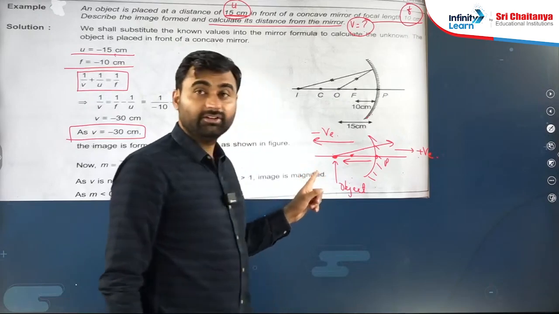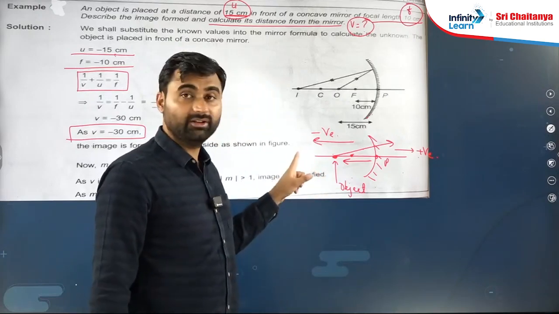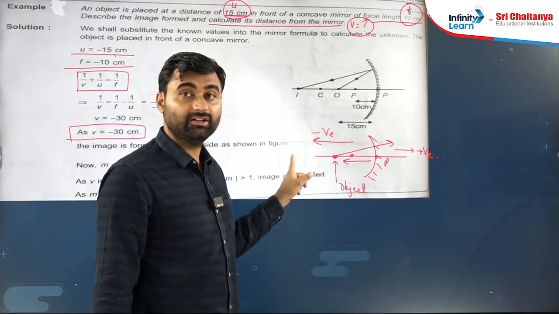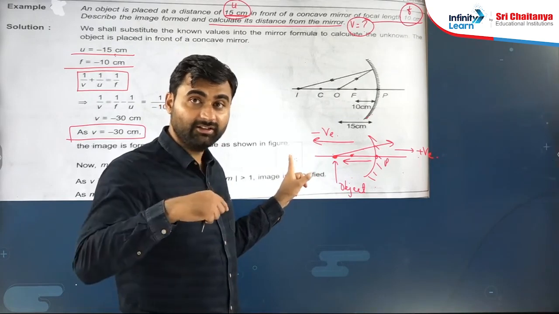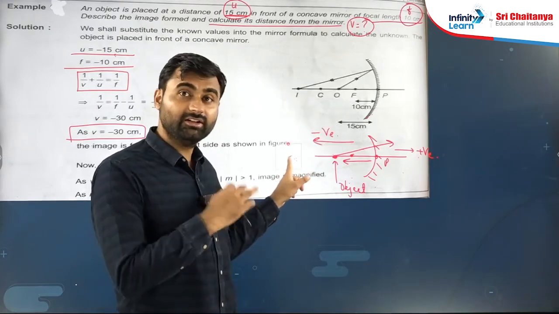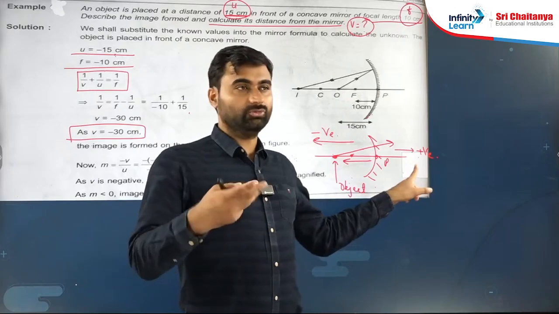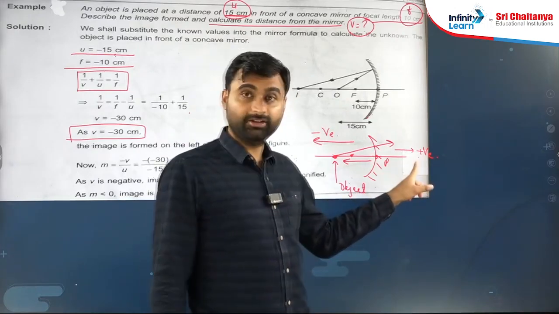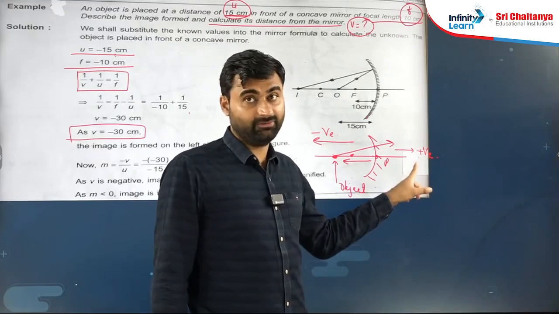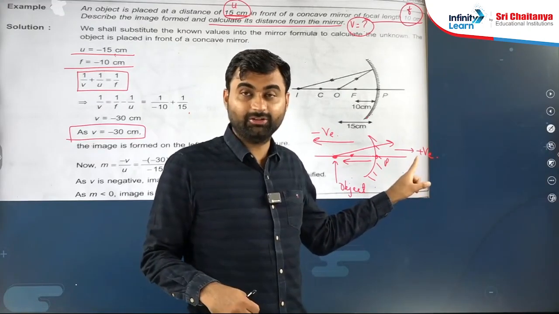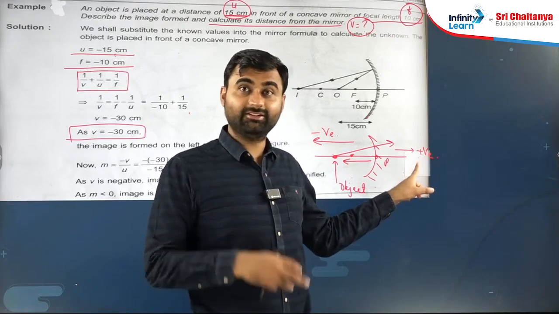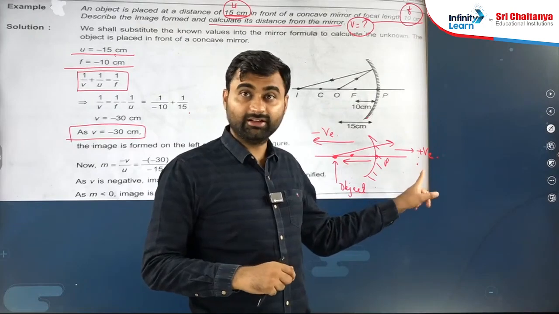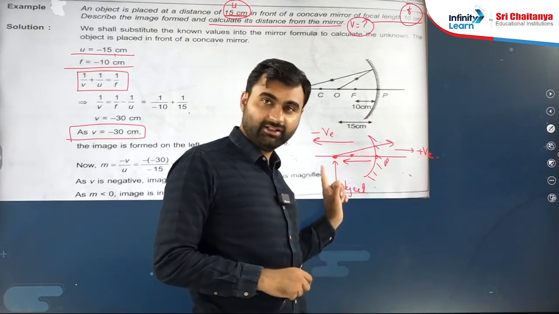So if image distance is negative, the image is this side, which means this is the position where reflected rays really intersect. That means it is a real image. If V value is positive, the image is this side, and reflected rays can't travel this side. It means a virtual image: the rays only seem to meet, they seem to diverge from that point. So this side virtual image, this side real image.